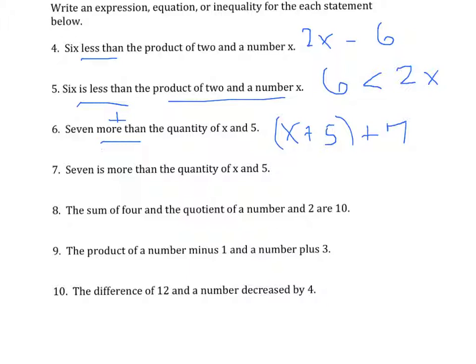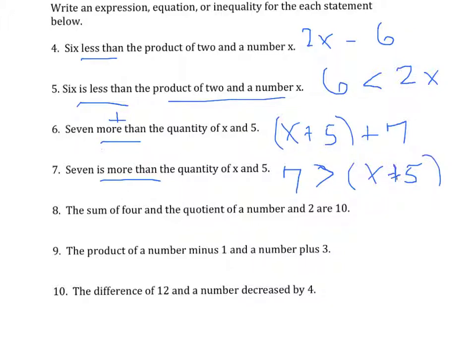7 is more than. Is more than, again, is showing the result. And so is more than is going to be the is greater than symbol. So 7 is more than, or greater than, the quantity of x and 5.